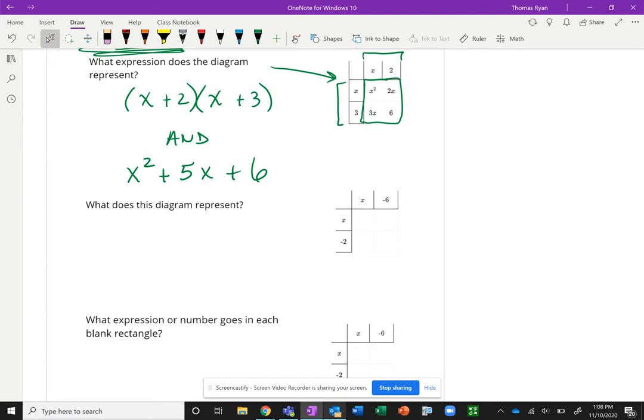All right, then we threw in some negative numbers. We said, what does this diagram represent?